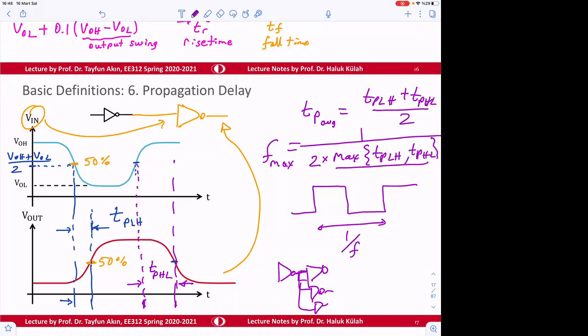But right now we are doing individual definitions, and then we'll be doing one gate at a time, and then we'll be analyzing one gate, for example, okay?